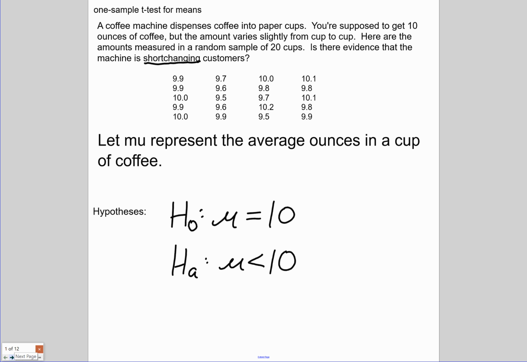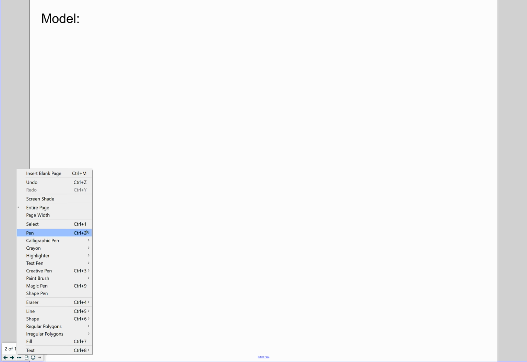The assumptions and the conditions. So the first assumption is actually no different than what we did with proportions. That's the independence assumption. Who wants to give that a try? Who wants to give that statement about independence a try? Anyone? Okay, Susanna.